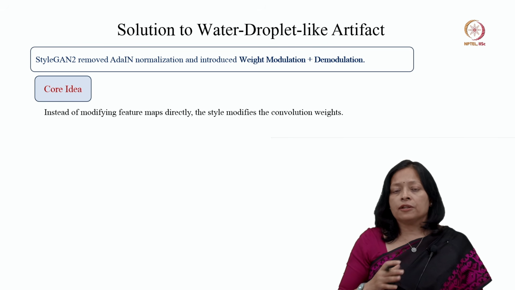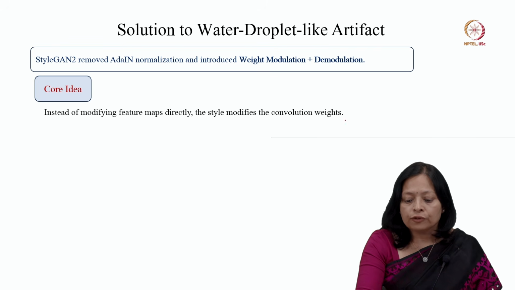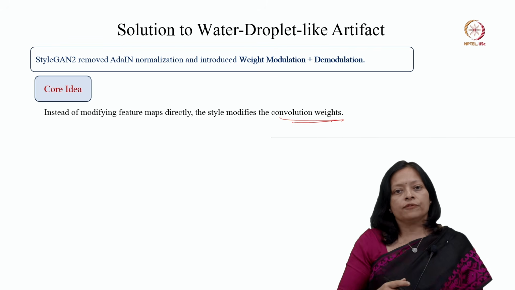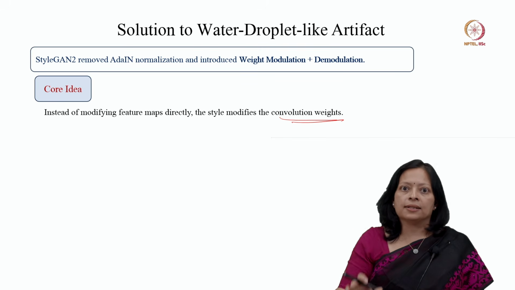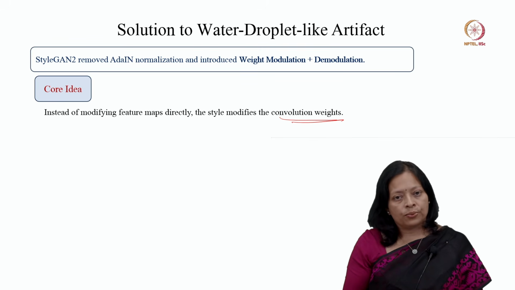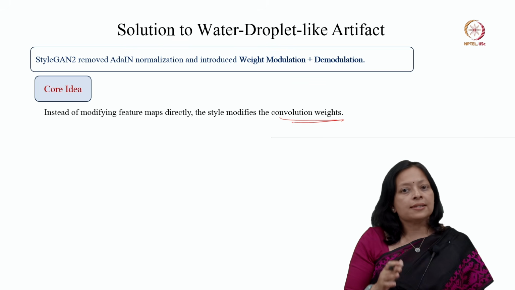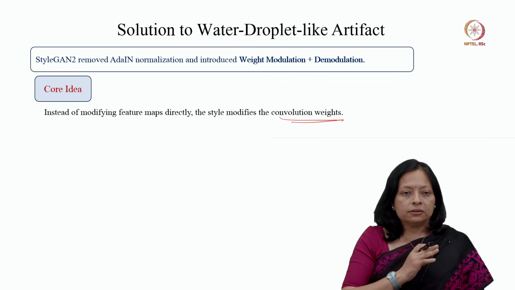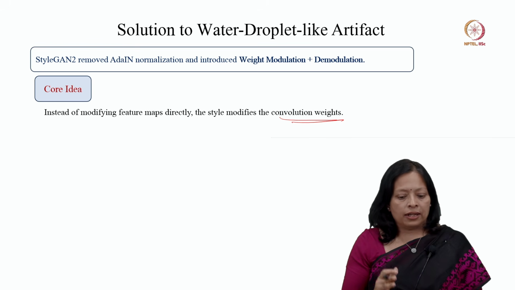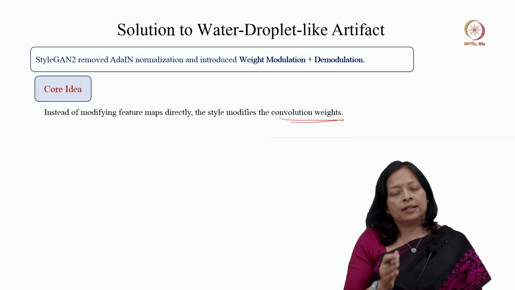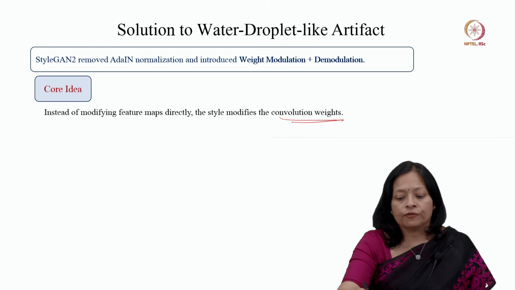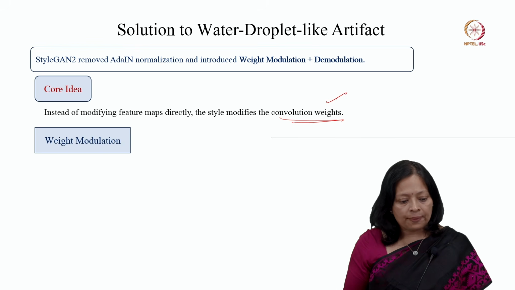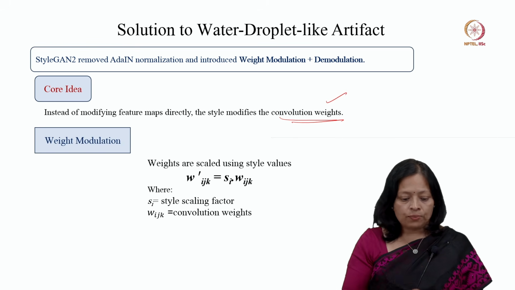Instead of modifying the feature maps directly, the styles now modify the convolution weights. So, we have convolution operations inside the generator network. In this case, in StyleGAN 2, the feature maps are not modified. What is getting modified here with the style parameter is the convolution weights. Now, how does it happen? That is called weight modulation.